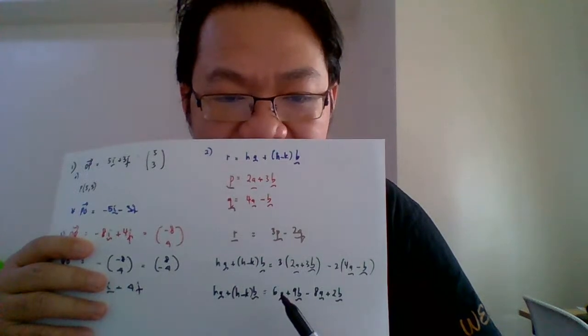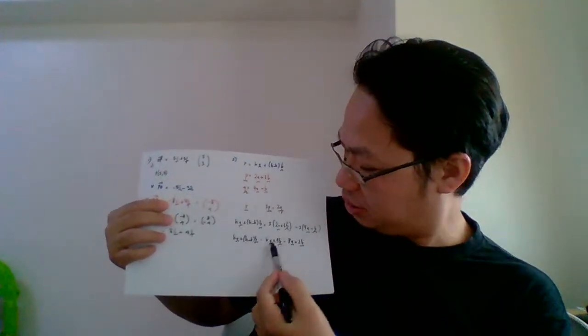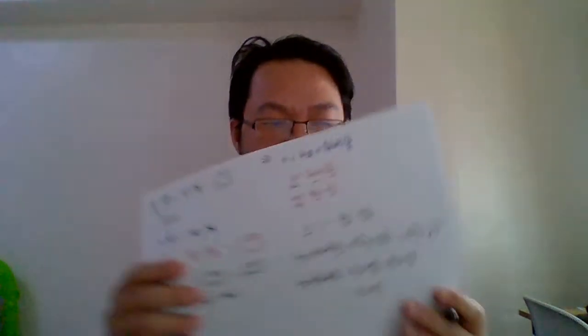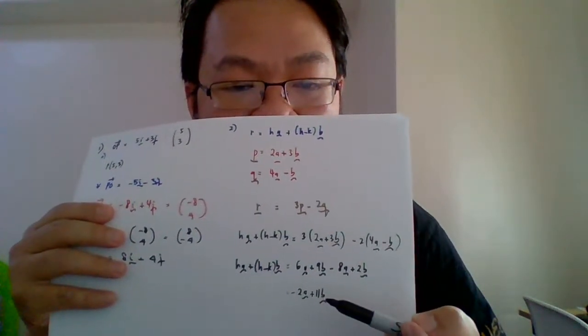Okay, so this is 6A and then this is negative 8A, so what happens? We simplify, it becomes negative 2A, right? So it becomes negative 2A. So 9B plus 2B becomes 11B. Okay, so we simplify our right side. We're supposed to get negative 2A plus 11B.